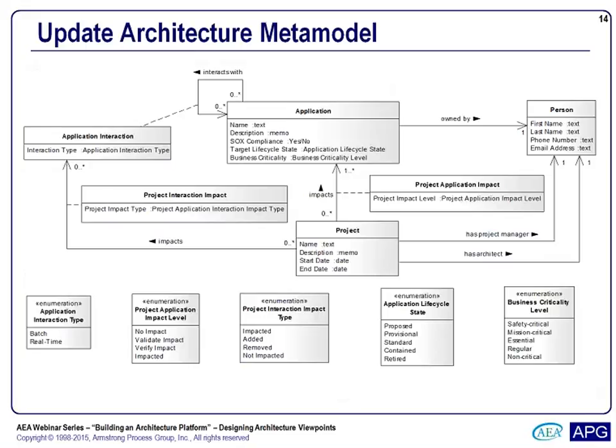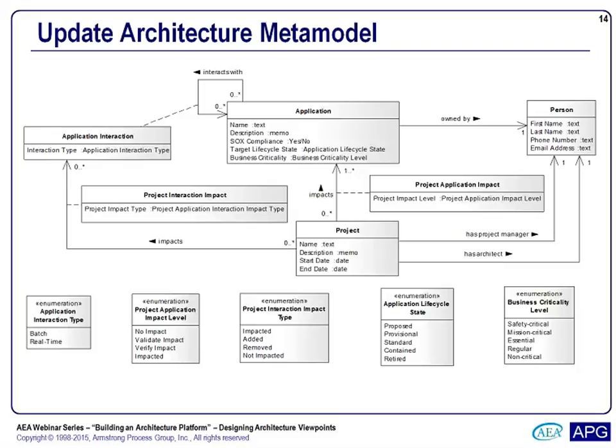So applications, we're going to be interested in properties like what's the name of the app, its description, maybe some stuff about compliance, understanding its target life cycle state, where you can see at the bottom there's an enumeration that talks about what those different states might be: proposed, provisional, standard, contained, retired. And what's the criticality of this application, which is, again, another enumeration: safety critical, mission critical, essential, regular, or non-critical.